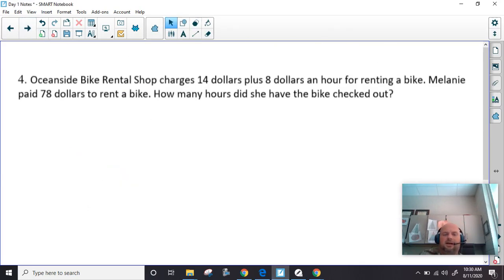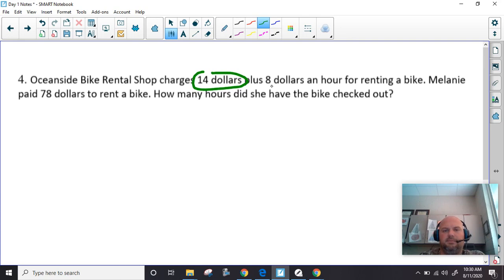All right. A word problem. This may look familiar because, yes, this is actually from the Algebra 1 stuff because we're just getting back into things. Oceanside Bike Rental Shop charges $14 plus $8 an hour for renting a bike. Melanie paid this much. How many hours did she check the bike out?